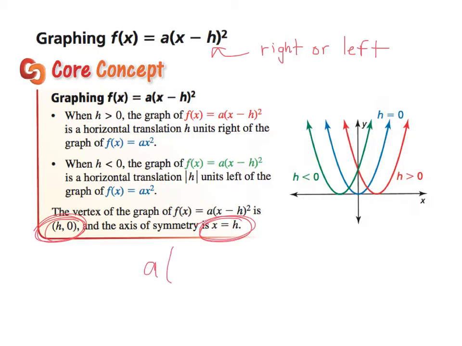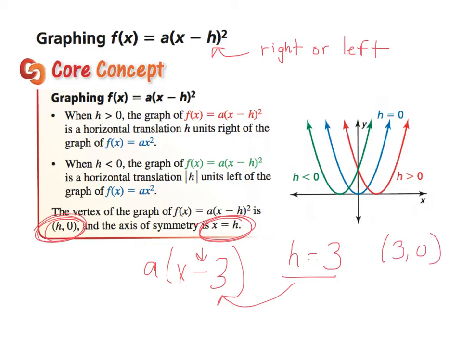But be careful. If I had something like this, the h is positive 3, because the negative is part of your formula. So that means your vertex would be right 3, and your axis of symmetry would be x equals 3.